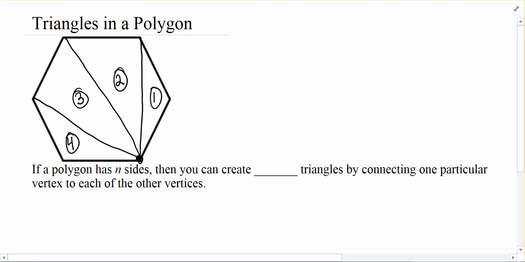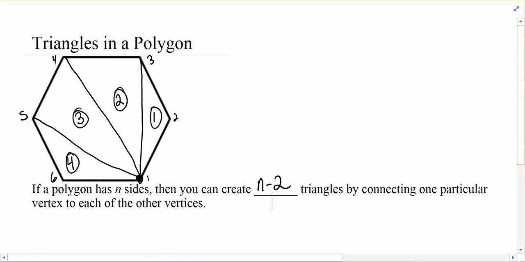Now this originally had 1, 2, 3, 4, 5, 6 vertices to it. There were 6 vertices, we formed 4 triangles, so there were 2 fewer triangles than the number of vertices. And so in general, we can say that if there are n sides to a polygon, then we can create n minus 2 triangles in the same way that we just did here.